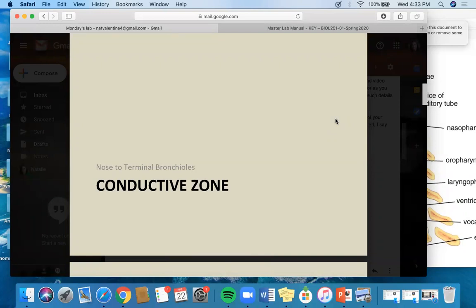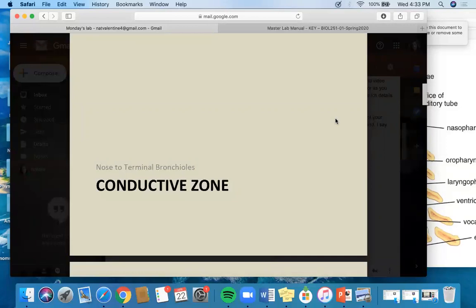As I'm sure you know, the respiratory system is made up of two different zones. We have the conductive zone and the respiratory zone. The conductive zone is going to move air through the body down to the respiratory zone, and in the respiratory zone is where gas exchange is going to occur. In the conductive zone, which I'm going to go through with you today, there's no gas exchange.